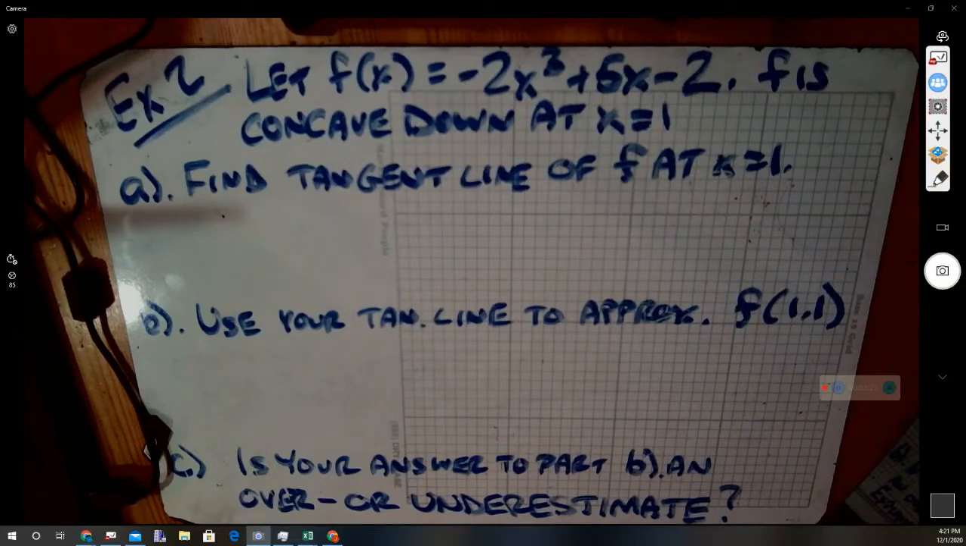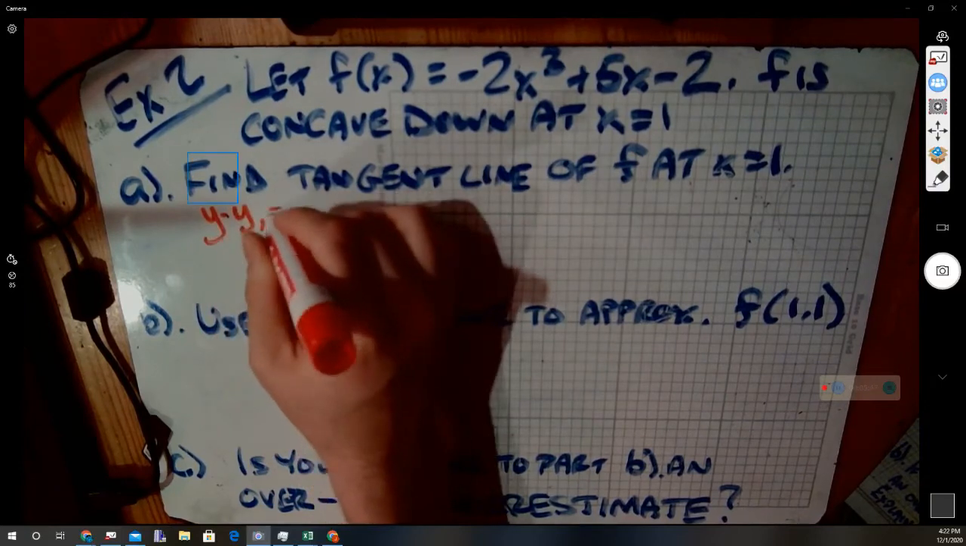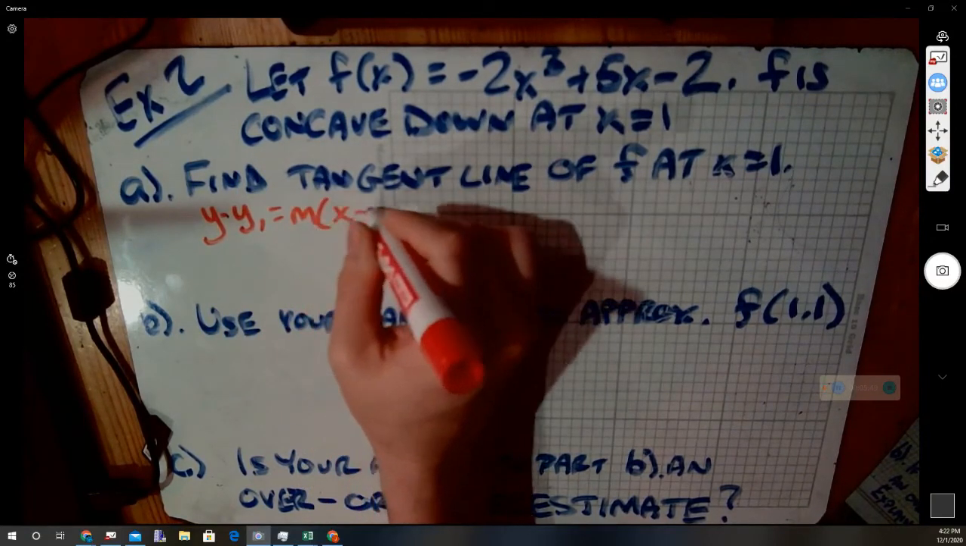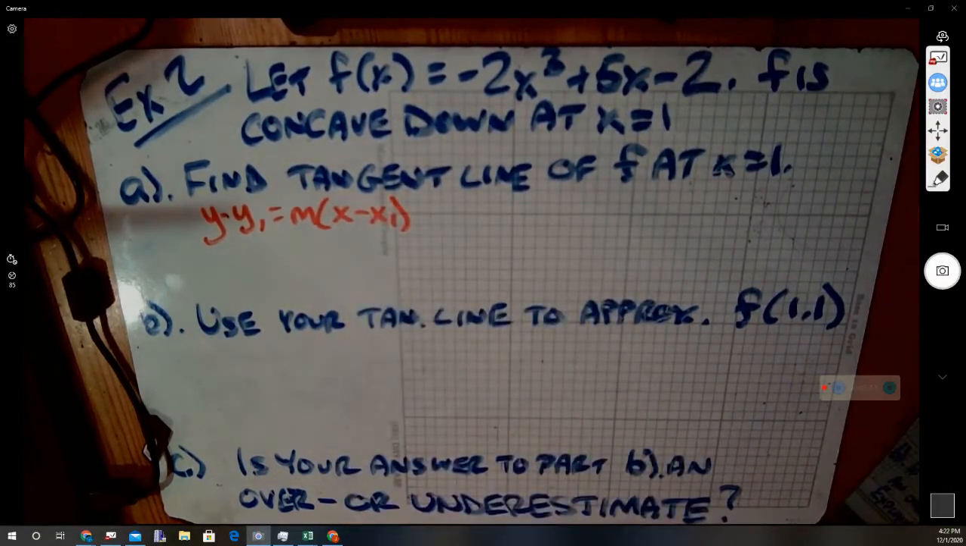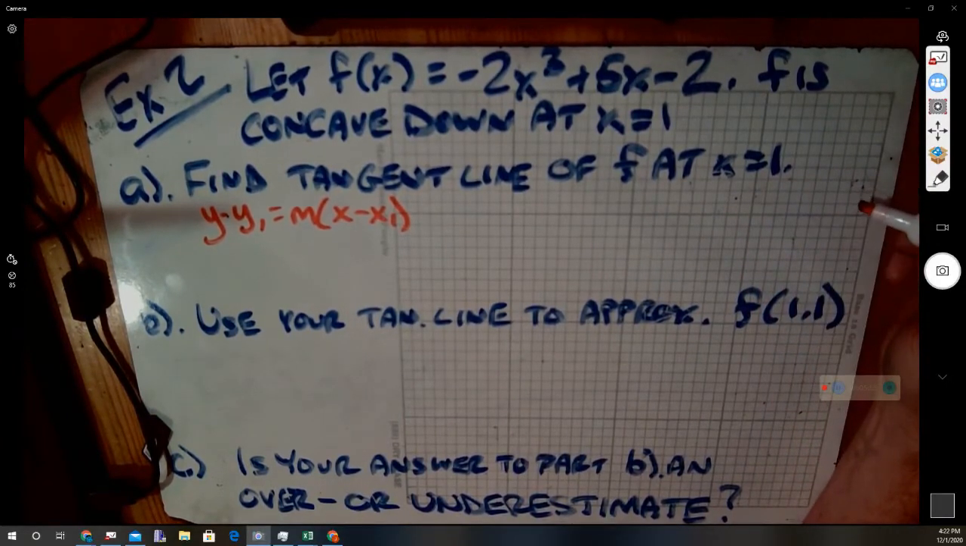Here's another example. This time, instead of giving you function values, they're just giving you f of x in total. And it's telling you right away that the function is concave down at x equals 1. So the first thing they want you to do is find the tangent line at x equals 1. So we're going to go through the same steps. y minus y1 equals m times x minus x1. We should be able to find a tangent line approximation at x equals 1.